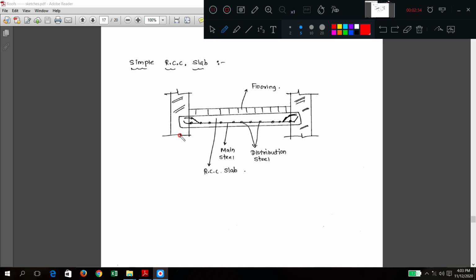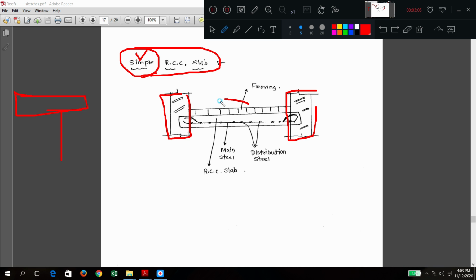See, what is actually happening? This is the brick wall. Try to imagine. I will show the correct diagram of how it will appear on site. First imagine, this is another brick wall. Simple means it is resting on the wall directly. There are no beams, no columns to support the slab. So the slab is directly resting on walls. So the walls are called load bearing walls. I hope it is clear now.